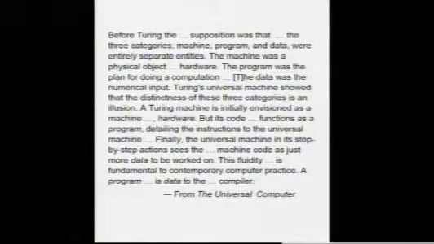This is something I wrote on the it's all data point. Before Turing, the supposition was that the three categories, machine, program, and data, were separate. There was hardware, there was input, but the Turing machine had all of these things at once. And of course, this fluidity is crucial to computer science. The program looks like data to the compiler.